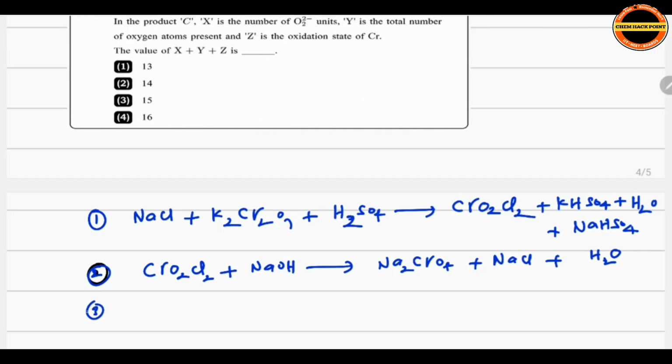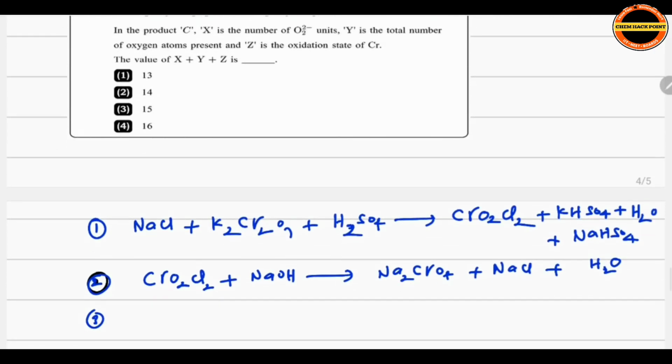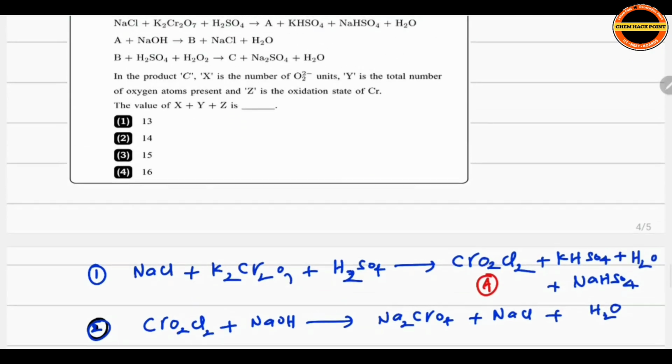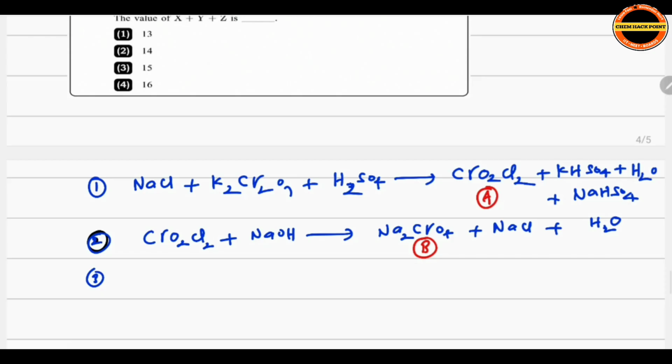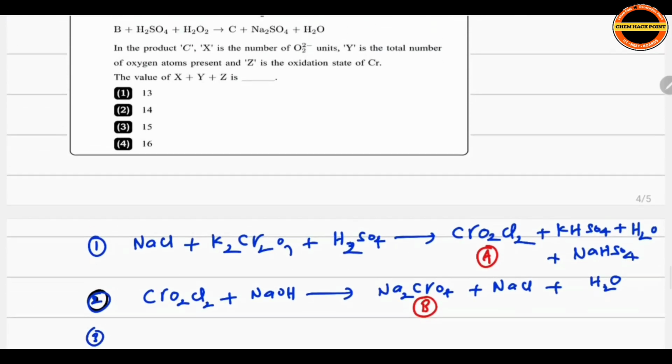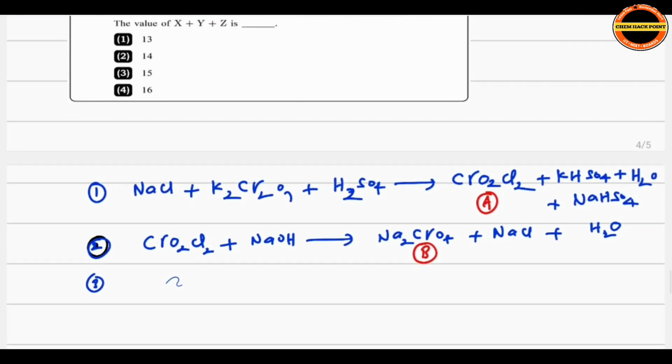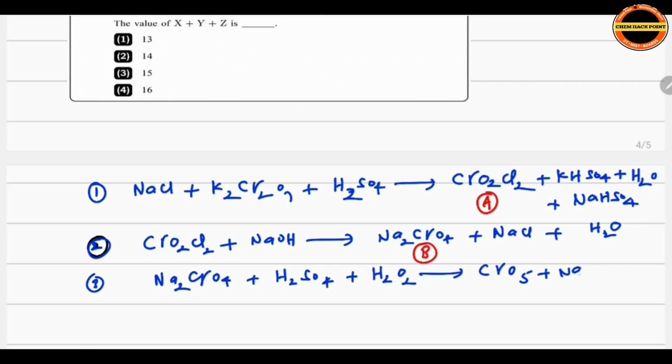Next. First of all, here what is A? You see here, it is A. What is B here? B is Na2CrO4. It is B according to the given question. And the third equation, H2SO4, H2O2. So in the third equation, Na2CrO4 reacts with H2SO4 plus H2O2. Here it forms that blue colored butterfly structure CrO5 plus Na2SO4 plus H2O.